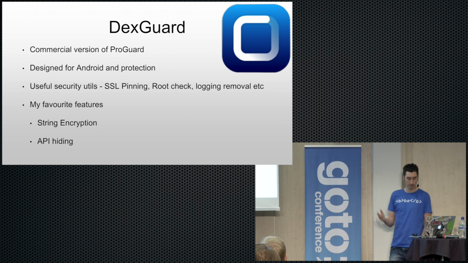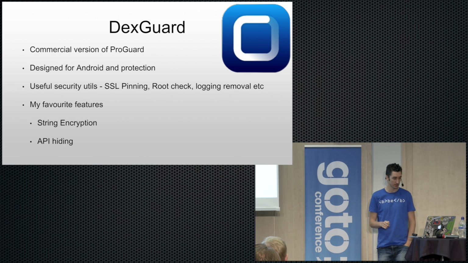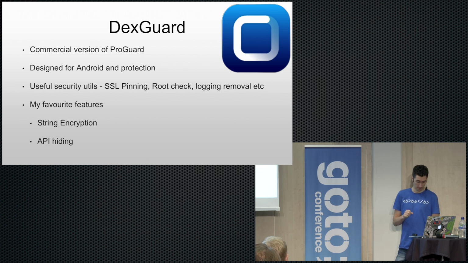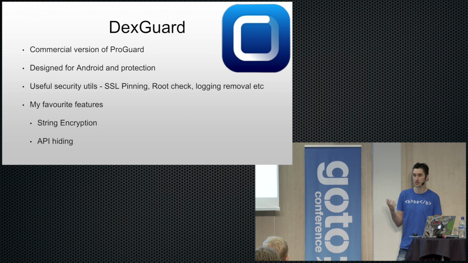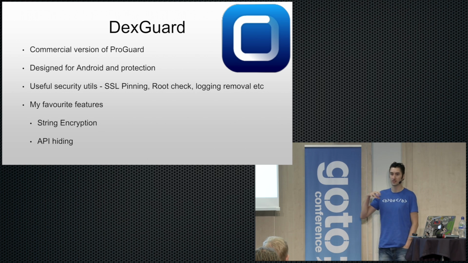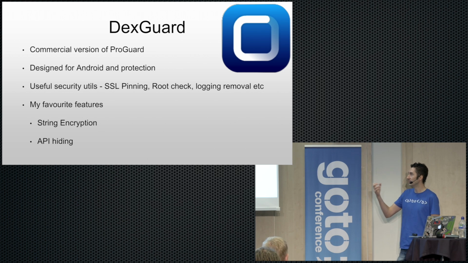I just thought I'd mention my two favourite features, which is string encryption, which is perfect for any API keys or secrets that you have in your app. These are the things that are so easy to find when you reverse engineer, and it's like, how do I stop people from getting hold of that?